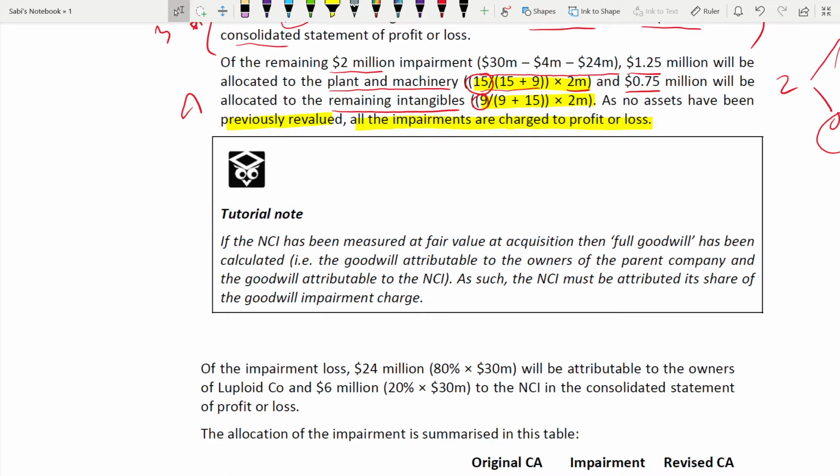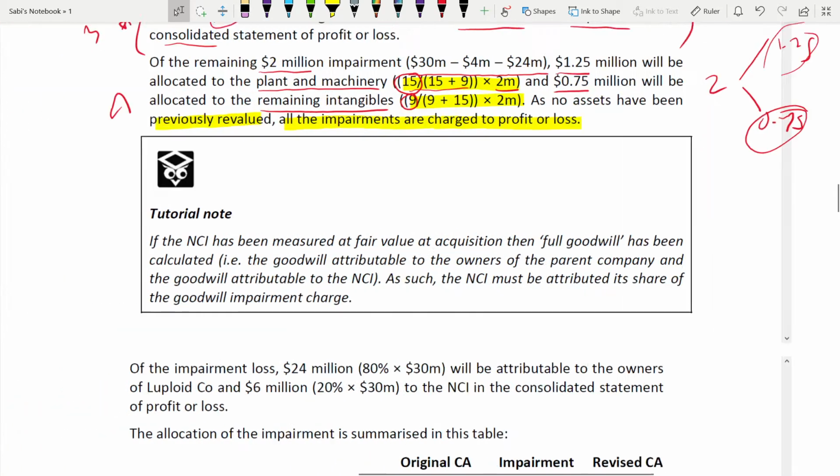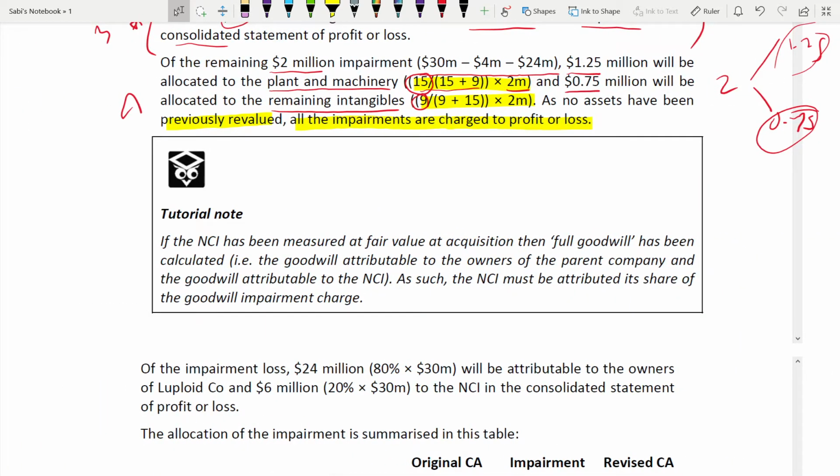Okay, next let us read the tutorial note before proceeding further. There is more to it. It is not just over with it, there is more, and this is the same paragraph only, the previous paragraph. So if the NCI has been measured at fair value at acquisition, then full goodwill has been calculated. NCI at fair value means full goodwill. Okay, you have to understand it. These are the same terms only.